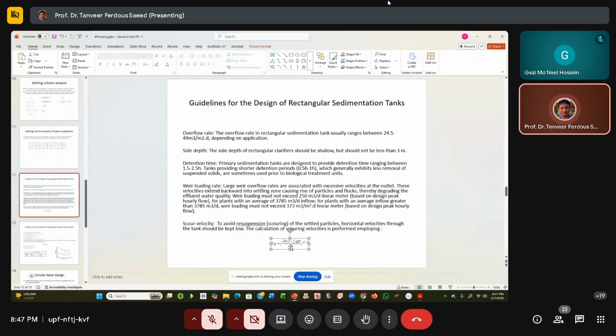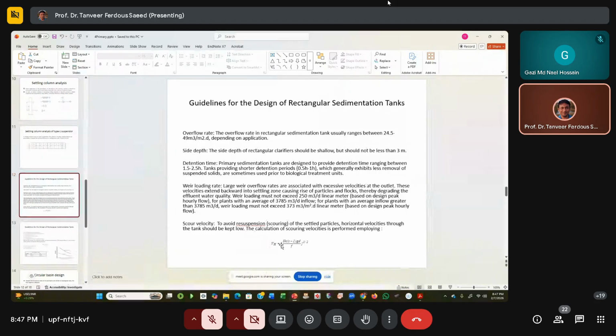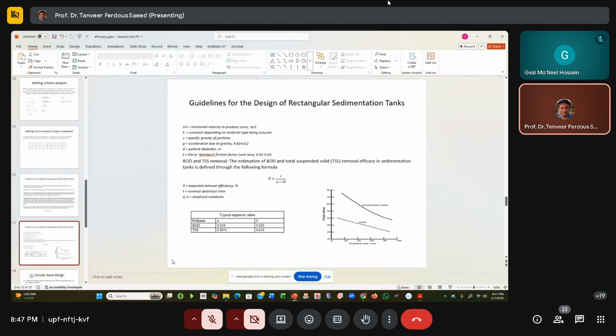So VH is equal to this equation, and the definitions of the variables are given here. For example, VH is the horizontal velocity that will cause resuspension. K is the constant of the material, of the solid. S is the specific gravity of the solid particle which will be scoured. G is the acceleration due to gravity, D is the diameter of the solid particle, and F is the Darcy-Weisbach friction factor. This ranges between 0.02 and 0.03. Okay.